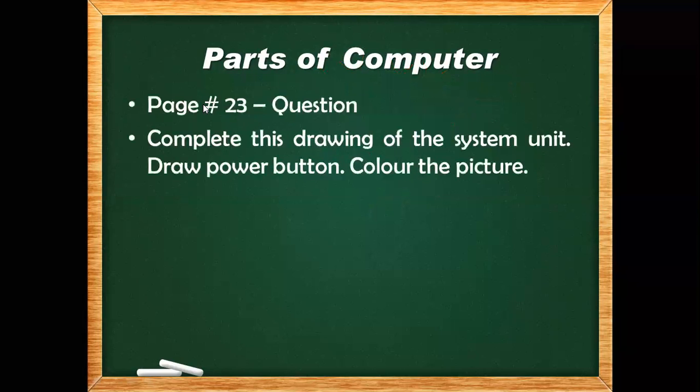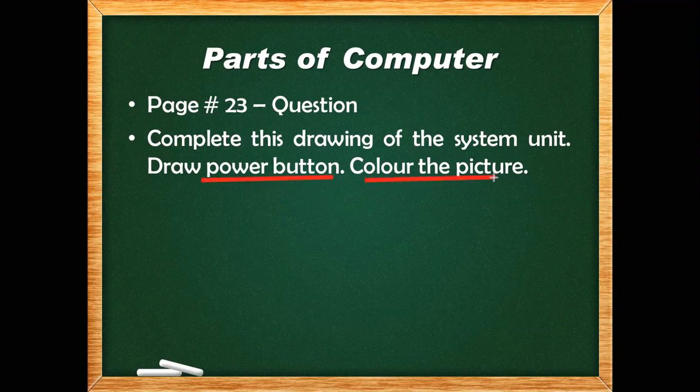On page number 23, there is a question. What is the question saying? The question is saying, complete this drawing of the system unit. Draw the power button and color the picture. So you have to do two things. First, you have to draw the power button on the system unit and then you have to color the picture.